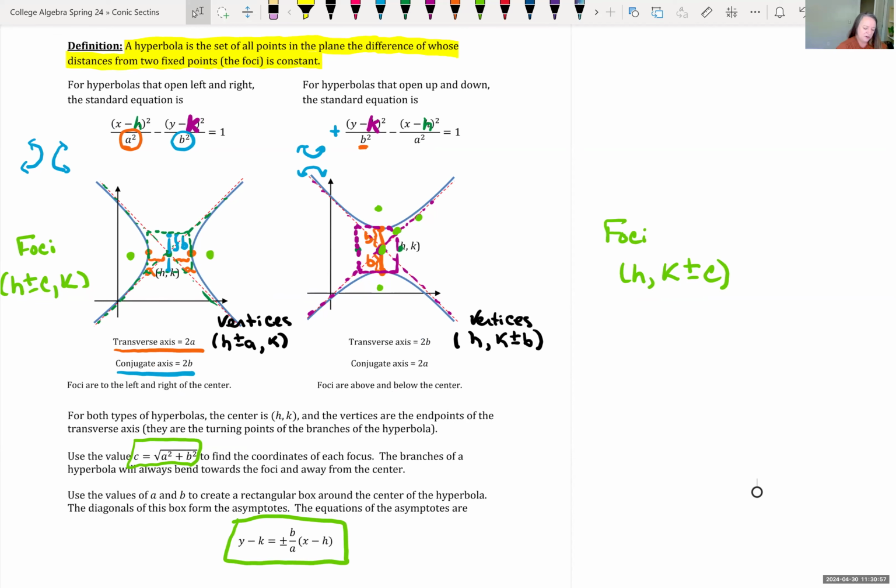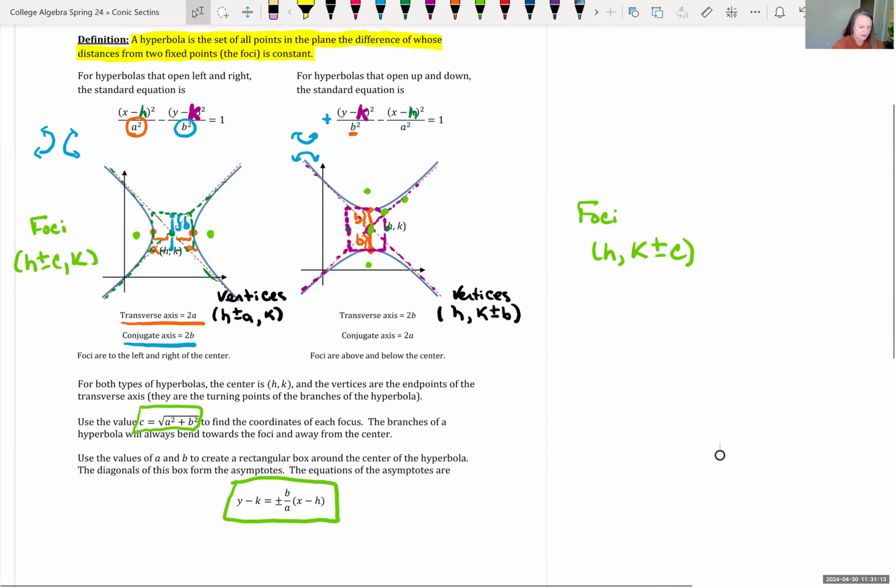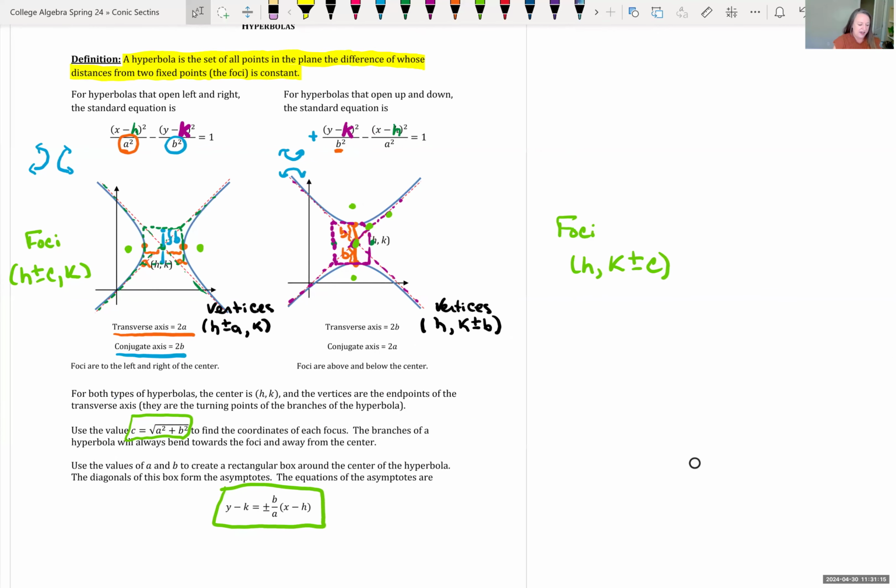Use the values of a, b to create the rectangle box around the center of the hyperbola. The diagonals of this box form the asymptotes, and the equations of the asymptotes are in the form y minus k equals plus or minus b divided by a, times x minus h. Again, I don't have that memorized. Usually, I will just have you graph those asymptotes. You should be able to find them, but I probably won't ask you to find it, although that could be a good final exam question because it shows me how to find the equation of a line too.